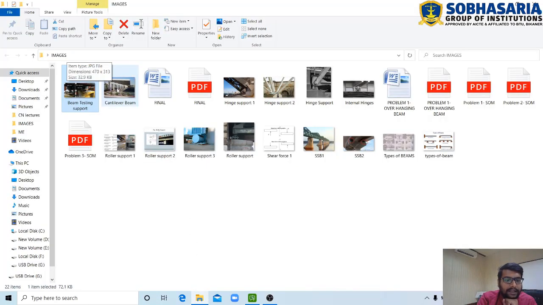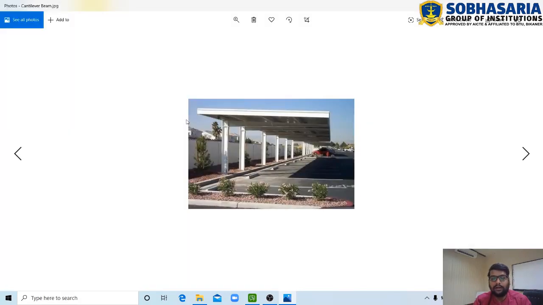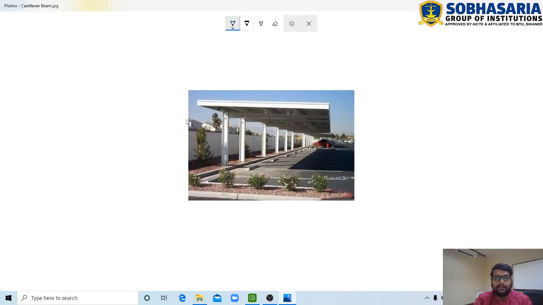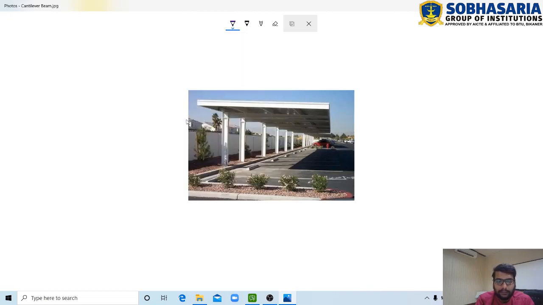Next we will see a cantilever beam, usually used in parking lots. Here you can see the column, and there you can see the beam which is supported in only this joint, the other joint is a free support. So, this beam will act as a cantilever beam.